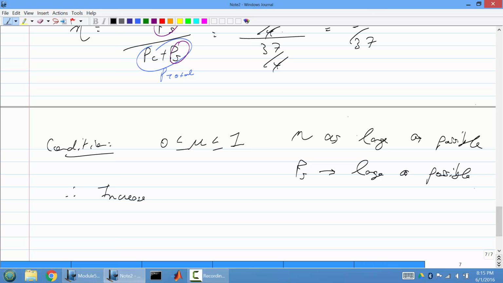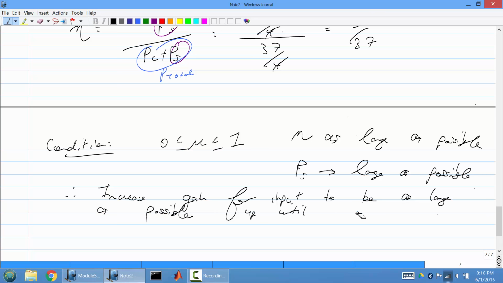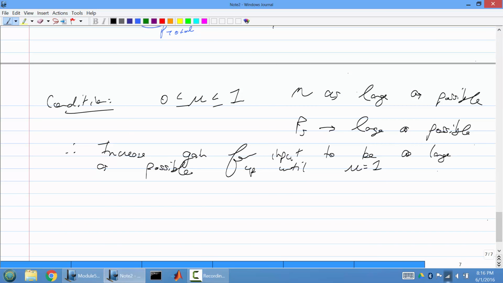So therefore, increase gain for input to be as large as possible, up until the efficiency is equal to 1, and that's as far as you can go. As soon as you make the efficiency larger, you have to use coherent detection, which is probably not what you want. You want to be able to just use an envelope detector. So increase gain for input to be as large as possible up until mu is equal to 1.